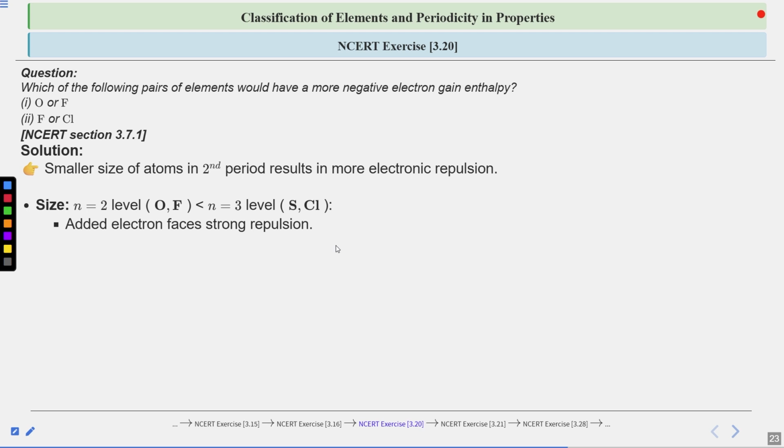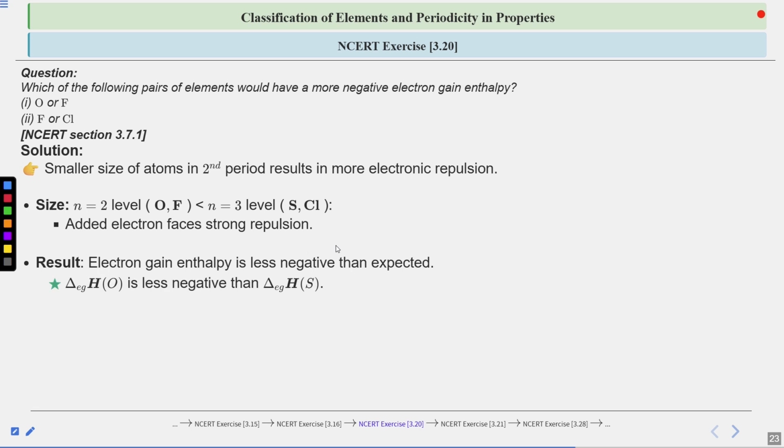So as soon as you add an electron to a small sized atom, it faces a lot of electronic repulsion, and therefore it is difficult for the atom to take up that electron. As a result, the electron gain enthalpy is less negative than the expected one. Now, this makes clear that the electron gain enthalpy of oxygen is less negative than that of sulfur, which is opposite to the trend that we know. Similarly, fluorine is less negative than chlorine. I guess this is clear to all of you.